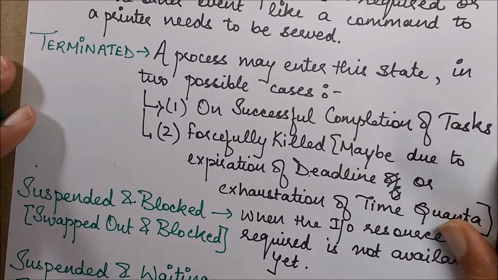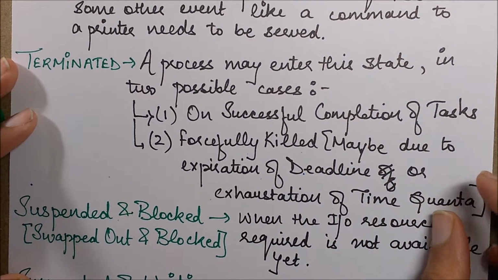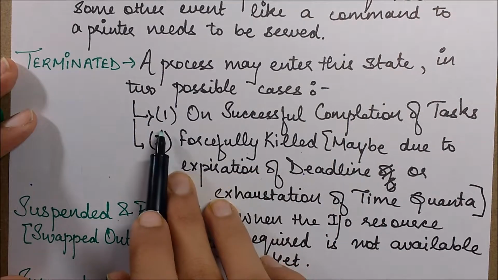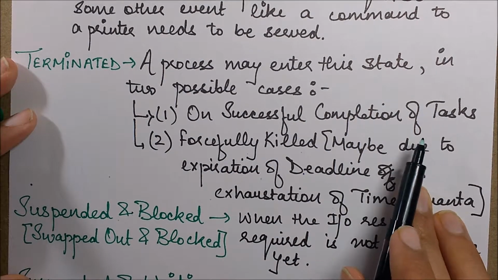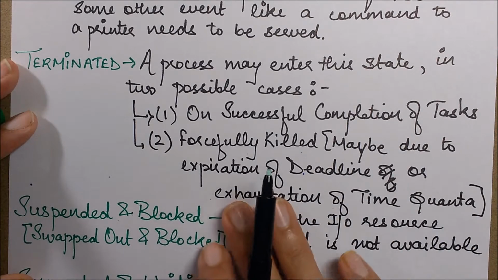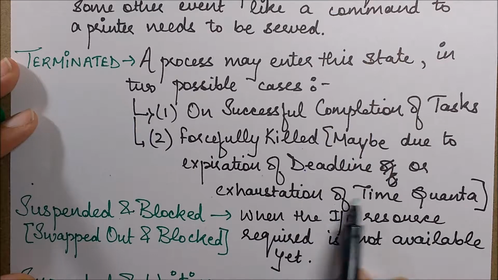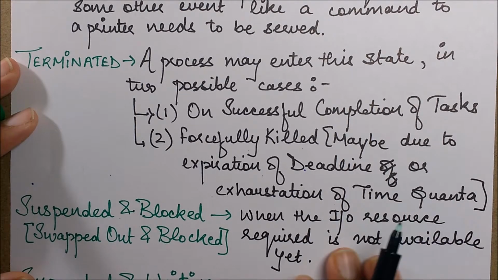Then is the terminated or zombie state. A process may enter this state in two possible cases. First, on successful completion of all its tasks. Next, when it is forcefully killed, maybe due to the expiration of a deadline or exhaustion of time quanta.